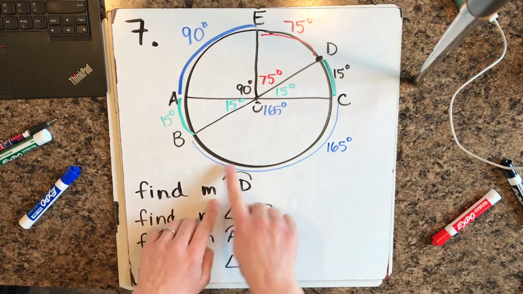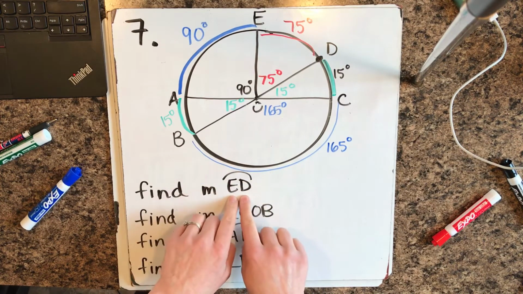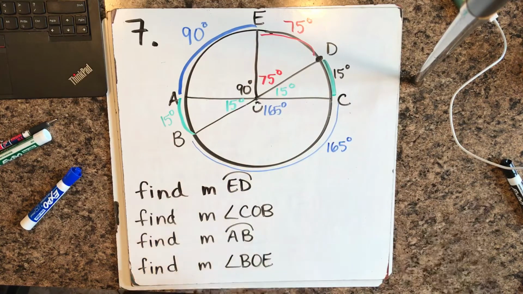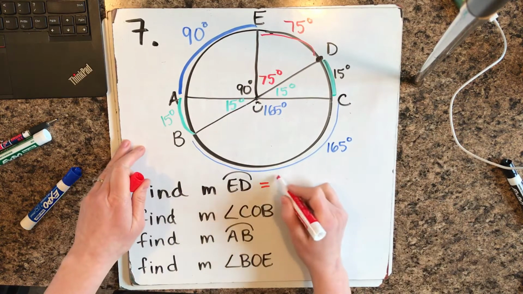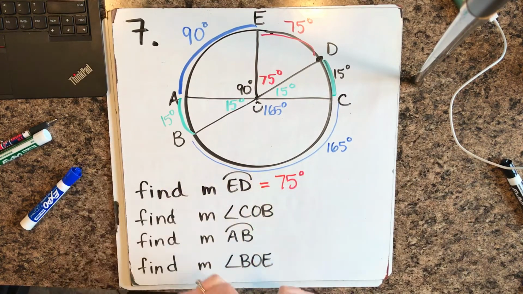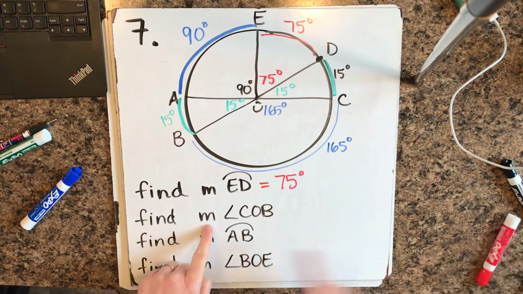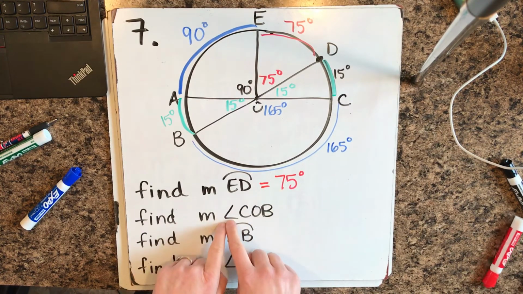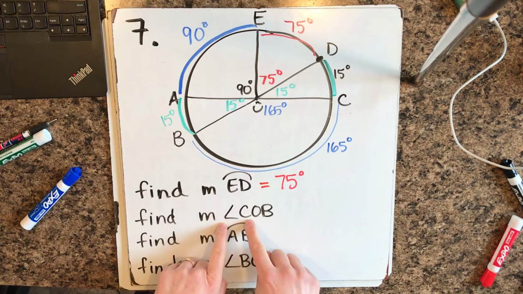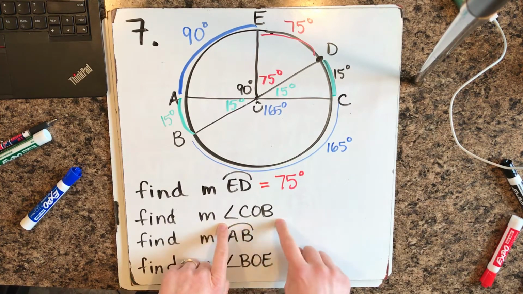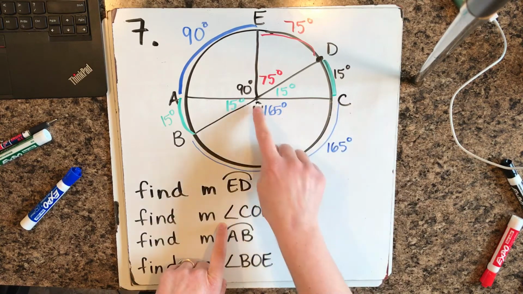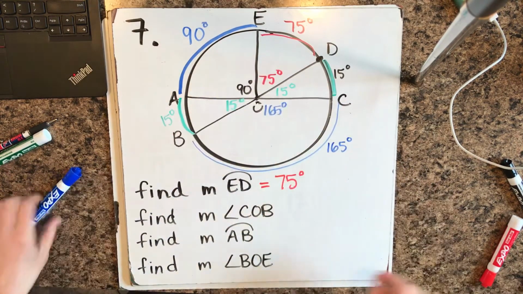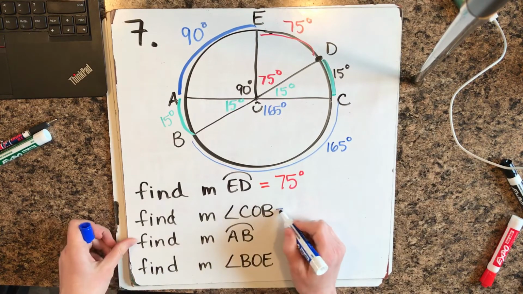Find the measure of arc ED. ED, two letters, it's just the short way. That's 75 degrees. This one says find the measure of angle COB. So an angle, not an arc. Start at C, go to O, go to B. C to O to B. Oh, okay, so that's the last one I did. That's 165 degrees.